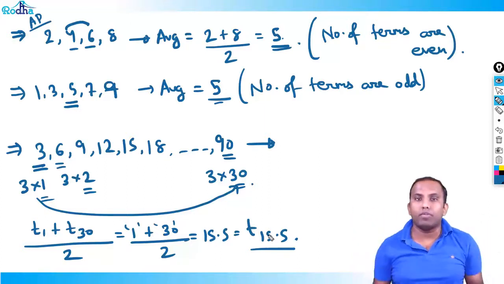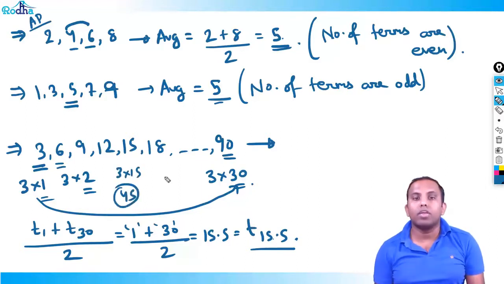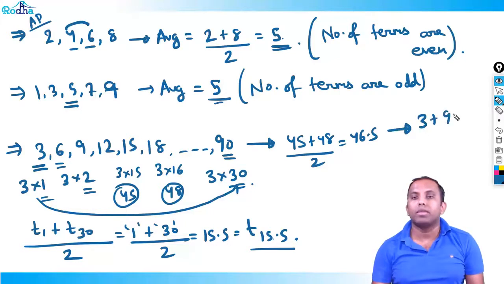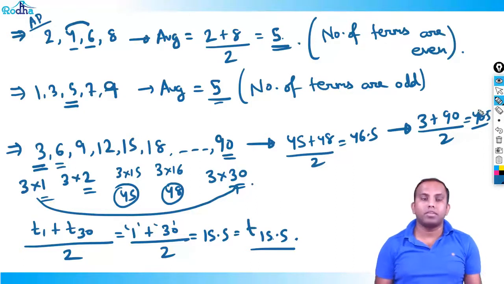So what is T15.5? It is the average of the 15th and 16th terms. What is the 15th term here? 3 into 15, that is 45. What is the 16th term? 3 into 16, that is 48. What is their average? 45 plus 48 by 2, that is 46.5. And that's what we got by first term plus last term by 2: 3 plus 90 by 2, that is 46.5. So both are the same thing, right?